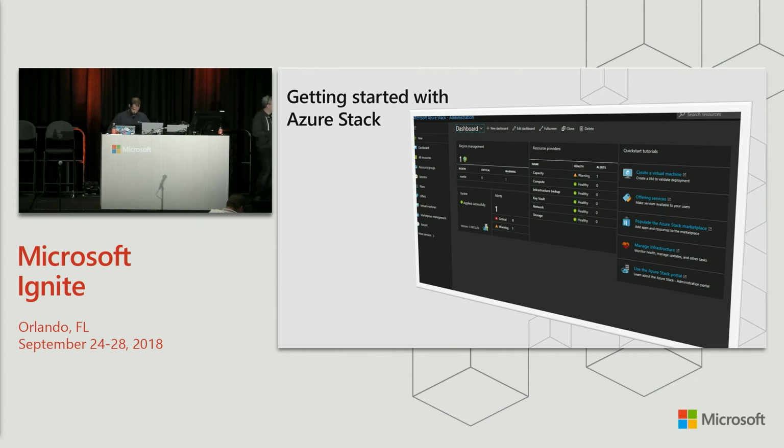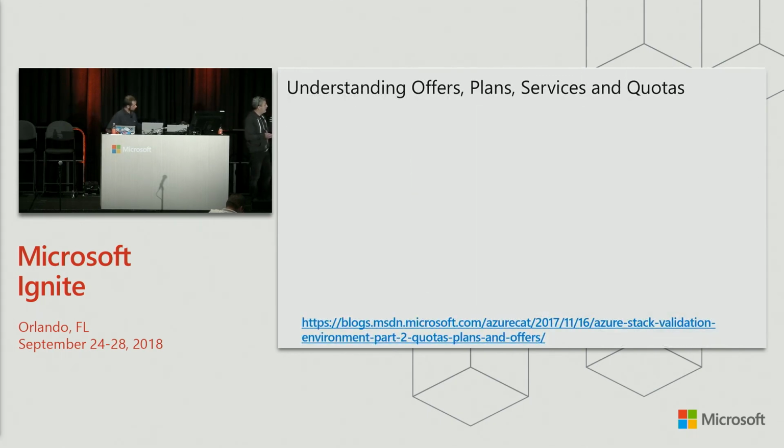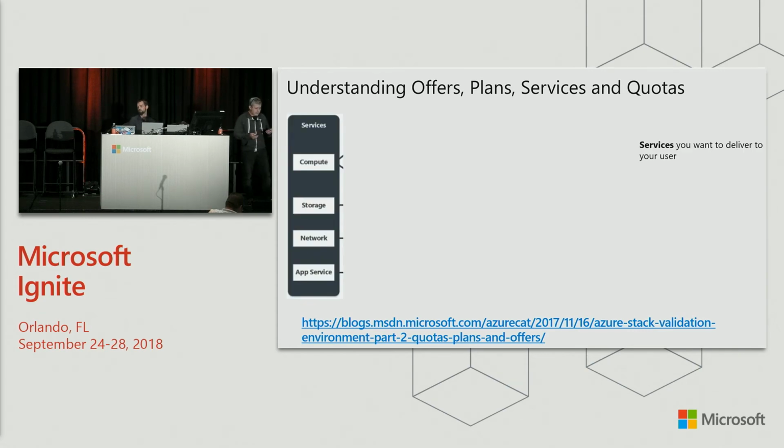The first thing you need to do is create resources, plans and offers for the services that you have for your tenants. To help you understand plans, offers and quotas, I'll walk you through a quick overview here. There's a great blog with a tremendous amount of information with the link that you see down there. The first thing you need to think through is, what are the services I want to present to my tenants? You have compute, storage, network, or whatever other services that you have.